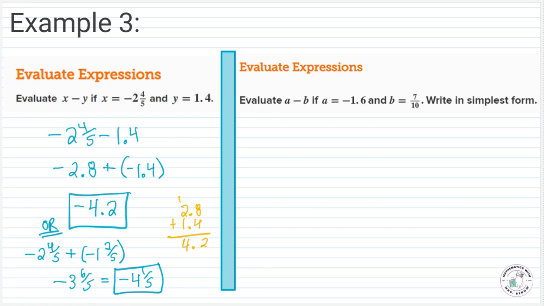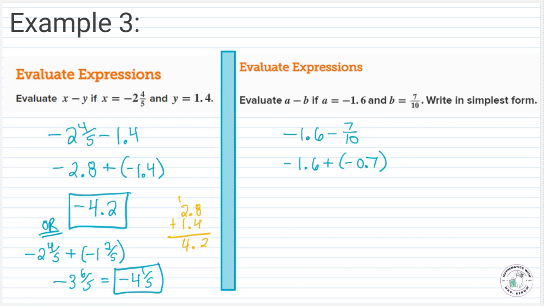Evaluate a minus b if a is equal to -1 and 6/10 and b is equal to 7/10. So we have the option again to either change them both into fractions or change them both into decimals. You do want them in the same form though. So if I write out the problem originally, it's going to be -1 and 6/10 minus, and then we have the 7/10. So I'll do this one again using decimals first. So we have -1 and 6/10. And again, I'm going to keep that. I'm going to change the subtraction to addition, and then that -7/10 is going to look like -0.7.